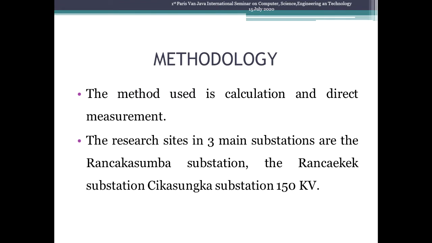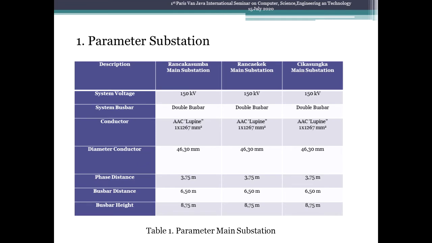The method used is calculation and direct measurement. This research takes 3 main substations: Ranca Kasumba Substation, Ranca Eke Substation, and Cikasungka Substation 150 kV. For the substation parameters, the 3 main substations Ranca Kasumba, Ranca Eke, and Cikasungka have the same system voltage, 150 kV.